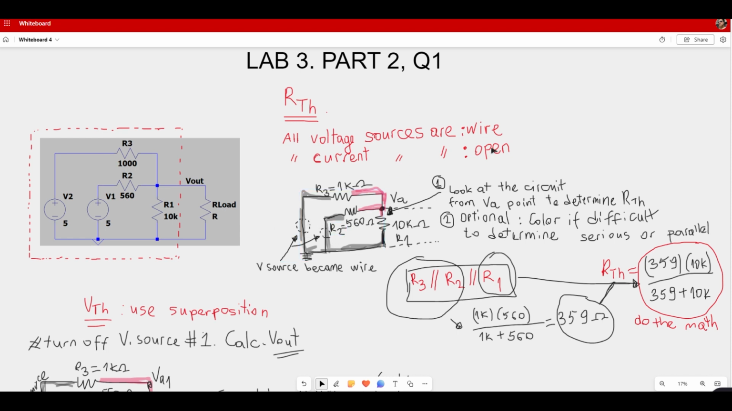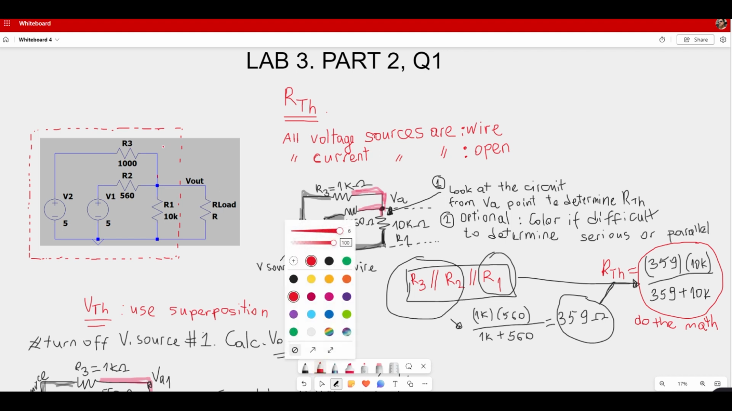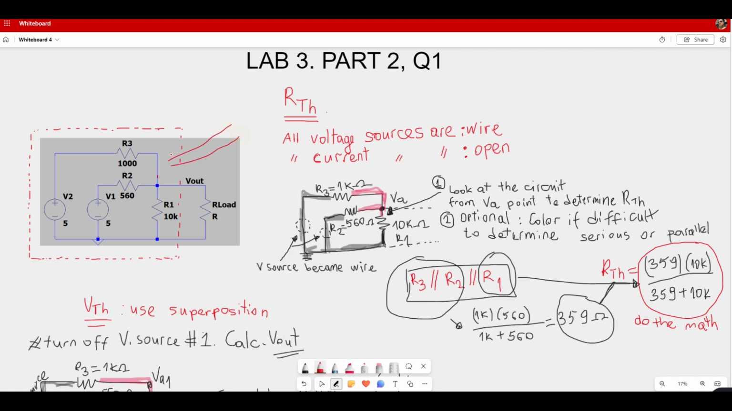And the other thing that we have to pay attention to is, since our output is over here, we need to look at the circuit from this side. So that's something that's very important. If we look at the circuit from a different way, we may have a different R Thevenin.